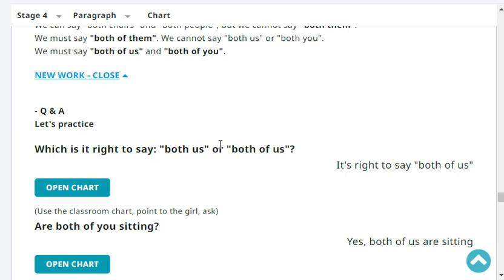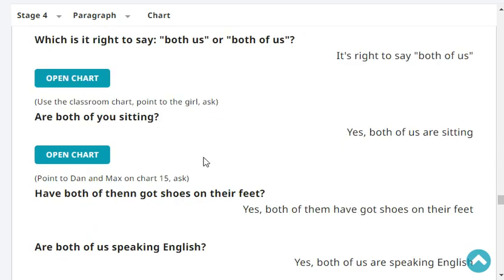Are both of you sitting? Yes, both of us are sitting. Very good. Have both of them got shoes on their feet? Yes, both of them have got shoes on their feet.